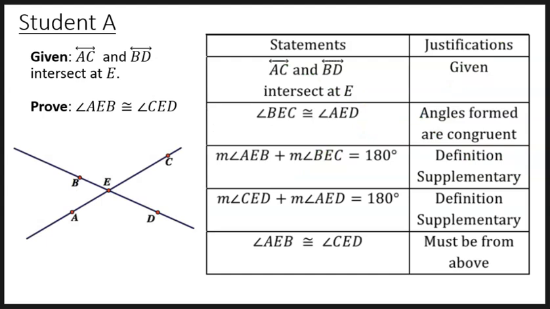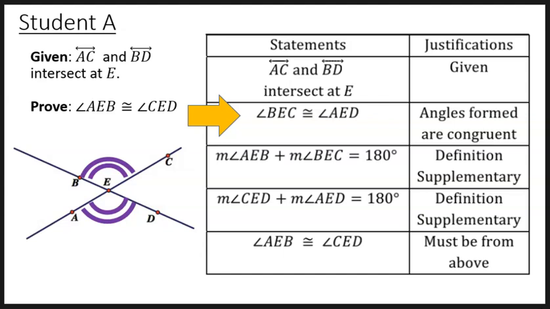Student A decided to write a 2-column proof. First, they started by listing what was given, which is an excellent way to start. Then they list that angles BEC and AED are congruent. This statement and justification lacks logical reasoning. Even if it is true that these 2 angles are congruent, we need a previously proven statement or logical reasoning. What they listed for the statement is that the 2 angles are congruent, and what they listed for the justification is that the 2 angles are congruent. This is not a logical justification.